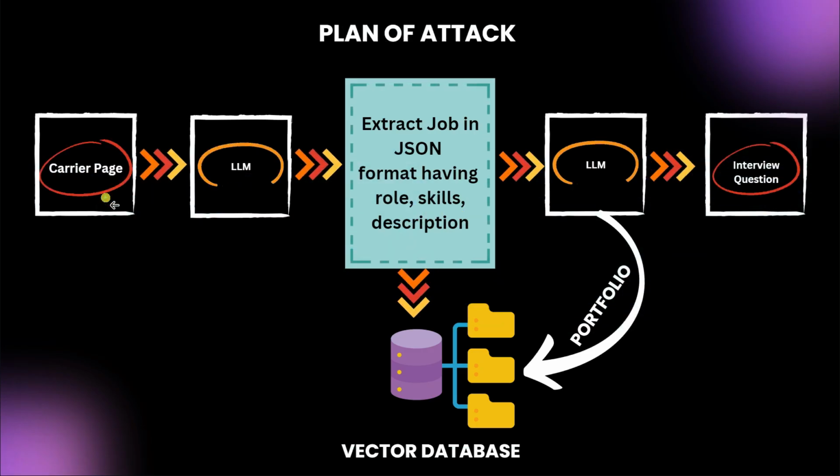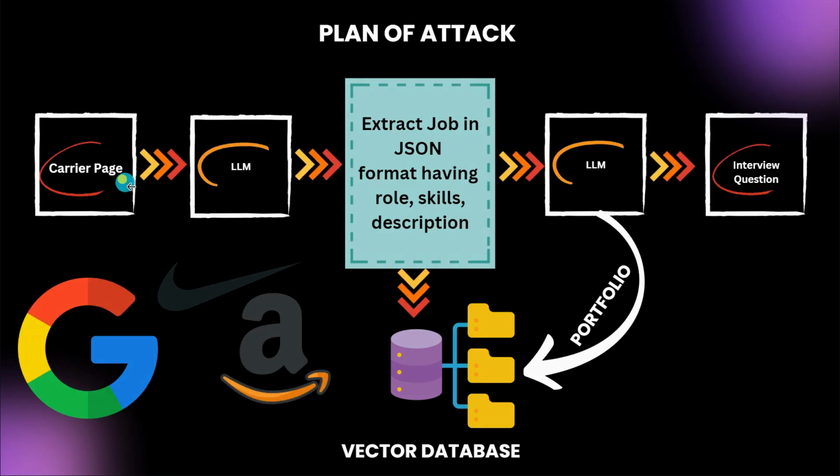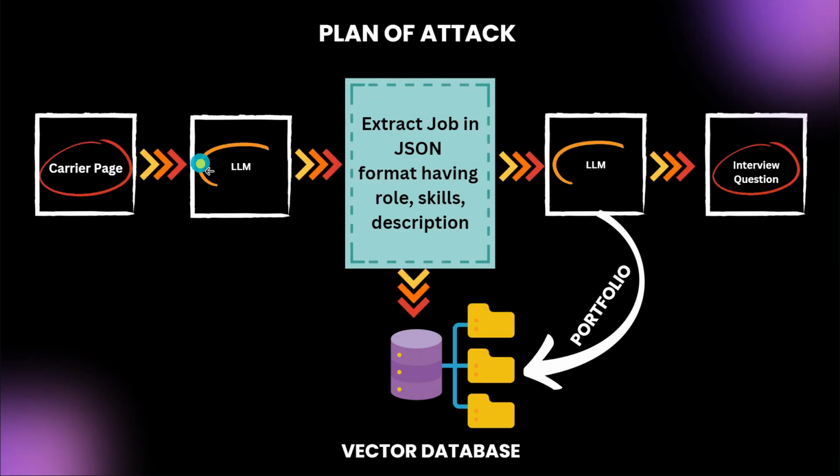Let's have a look at our plan of attack first. First, I'm simply going to extract the data from the career pages. It can be Google, Amazon, or Nike. And then we're simply going to pass this data into our large language model. Then the large language model extracts some data based on the role, skill, and description, and converts it into JSON format.